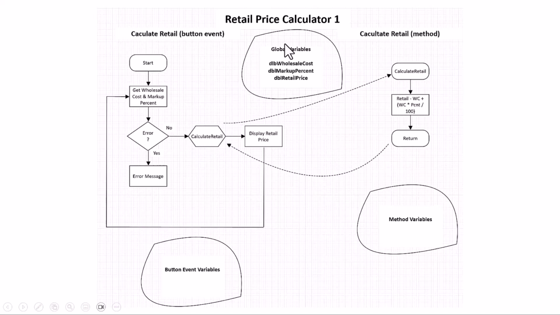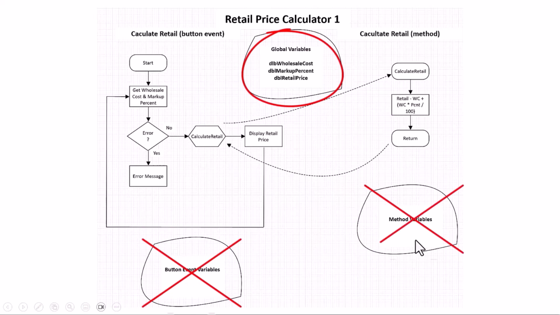If you look at, we've got global variables up in here. This is going to be assigned to the program up here. And we don't have any variables in the button event, and we don't have any variables in the method. So it's going to use the variables up here. Everything is global, it's public, everybody can see them. So that's how this thing is going to work.